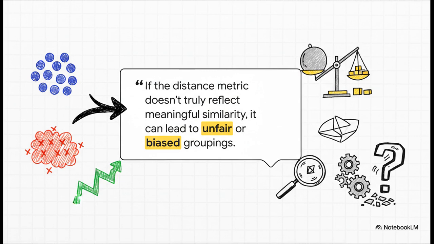And I really have to stress this choice is not a minor detail. It's a critical decision with huge real-world consequences. If your distance metric doesn't actually capture what similarity means for your problem, your algorithm is going to group things in a way that just doesn't make sense. And that can lead to more than just bad accuracy. It can lead to unfair, biased, or even harmful outcomes.